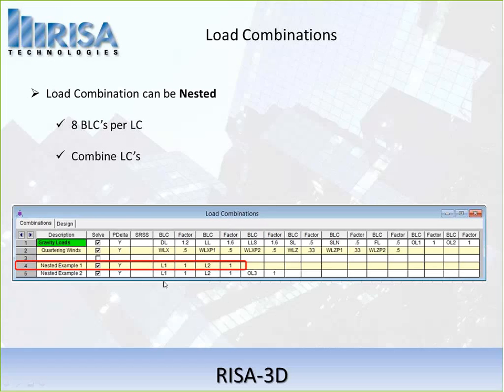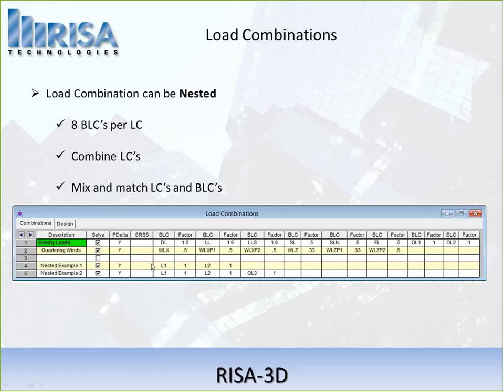And when I nest them, all I'd have to do is tell the program L1, which indicates load combination 1, or L2, which indicates load combination 2. So these two are now being added together in this nested example 1. I can also mix and match load combinations and basic load cases. So in the second nested example 2, I've got L1, L2, and I added another load 3. So all of that together will be run all combined.